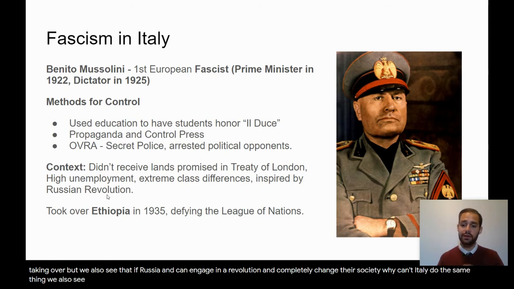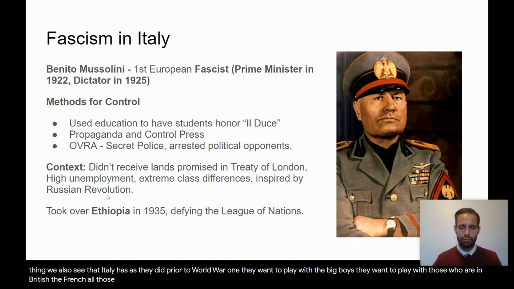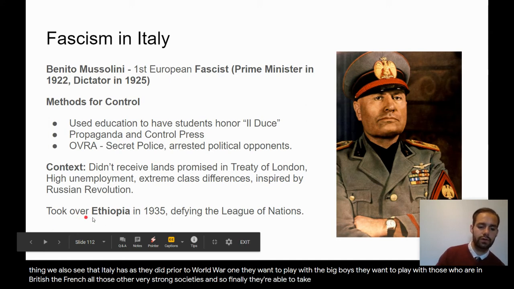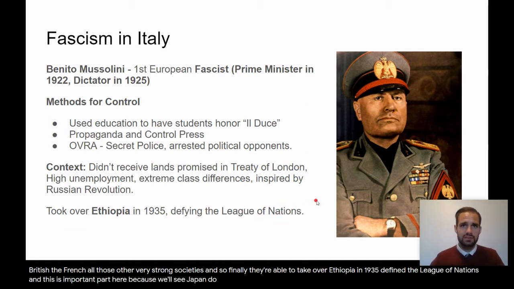We also see that Italy has these imperialist ambitions, just as they did prior to World War One. They want to play with the big boys. They want to play with the British, the French, all those other very strong societies. And so finally, they're able to take over Ethiopia in 1935, defying the League of Nations. And this is an important part here because we'll see Japan do something similar in our next lesson.